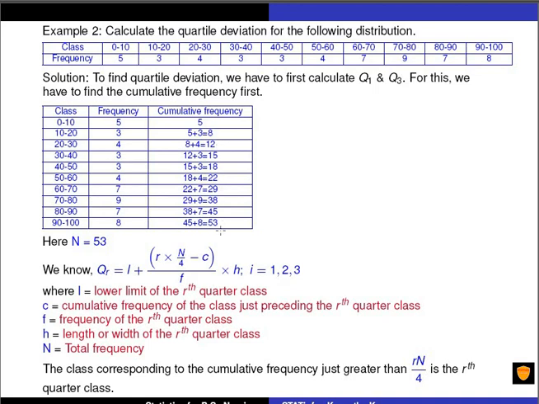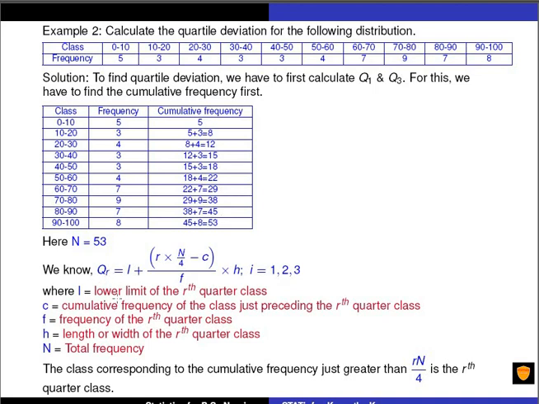Finally we get 53. So the sum of these frequencies will be equal to 53. This is obvious, and you can cross check also: if the sum of these frequencies and the last cumulative frequency do not come out the same, it means that there is some mistake in the calculation. This is the way of cross checking.